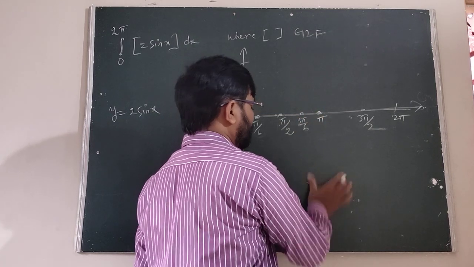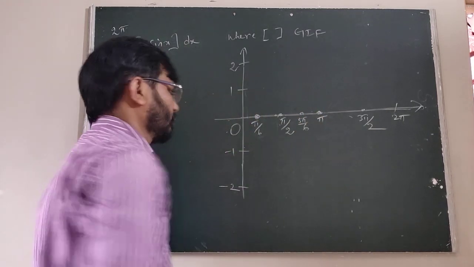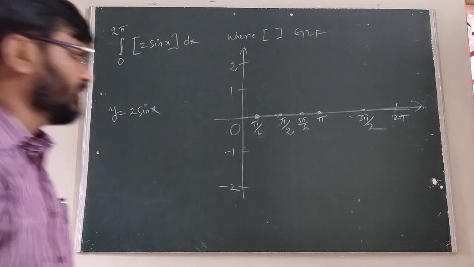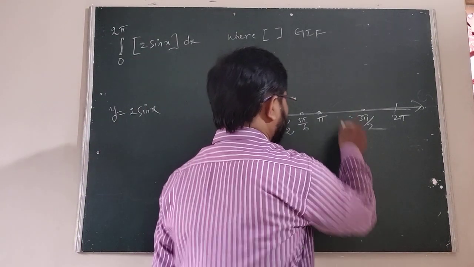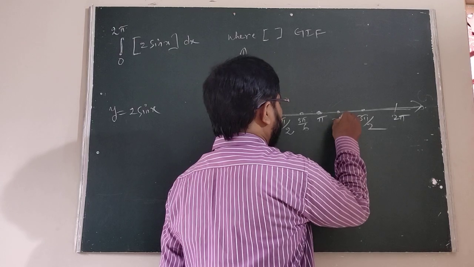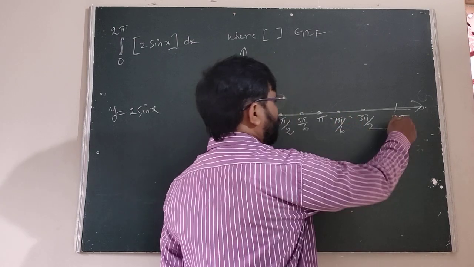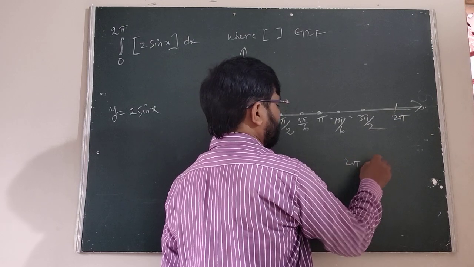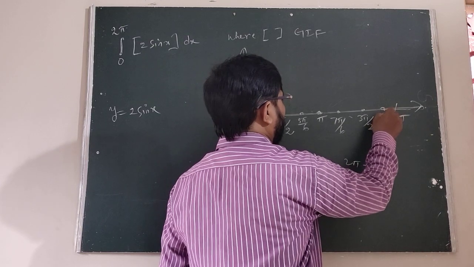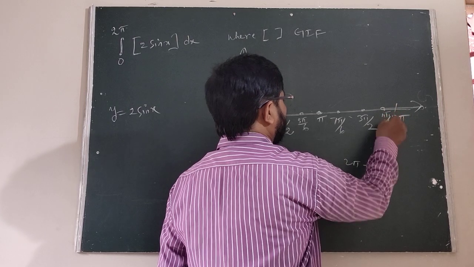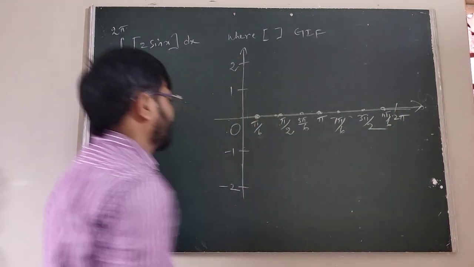After that, pi plus pi by 6 is 7 pi by 6. Then you can write 2 pi minus pi by 6, this is 11 pi by 6. All of it clear here?